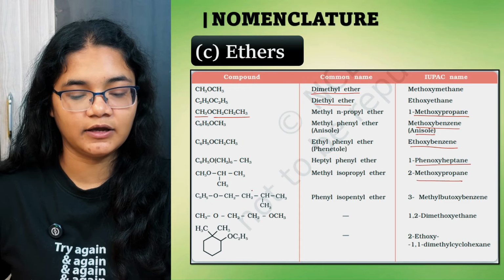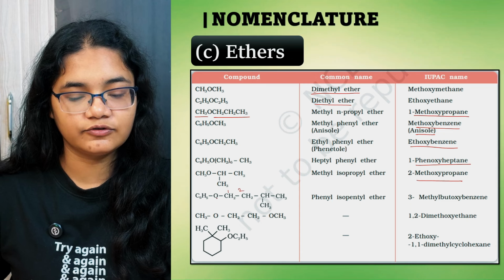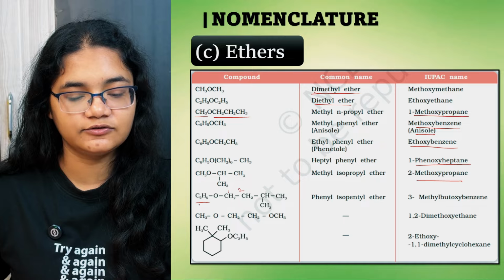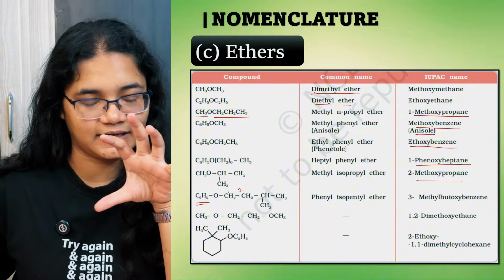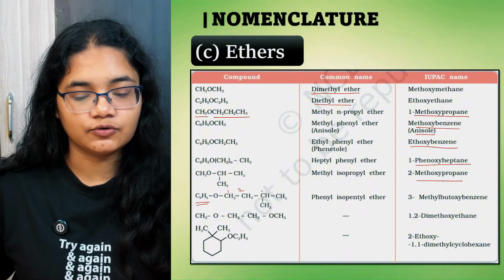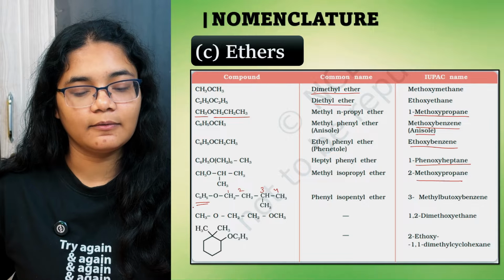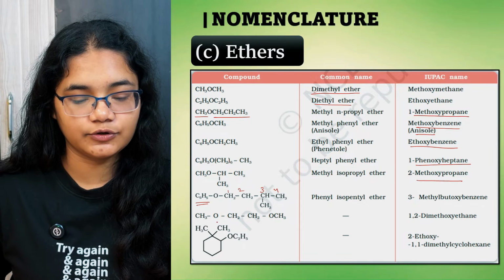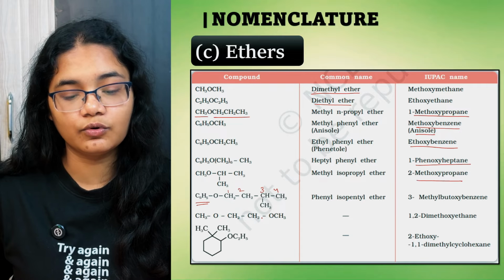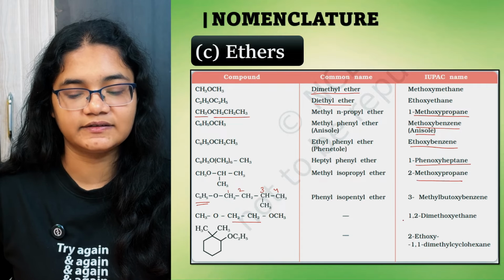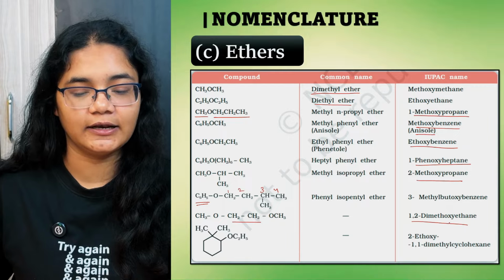Okay, next we have here, you can see 1, 2, so this side I have more number of carbon, so this one will be the major, I can say, parent chain. So 1 2 3 4, so I can write 3-methylbutoxybenzene. Okay, next here also you can see that you have two groups actually, on this side and this side. So 1,2-dimethoxyethane. Clear?